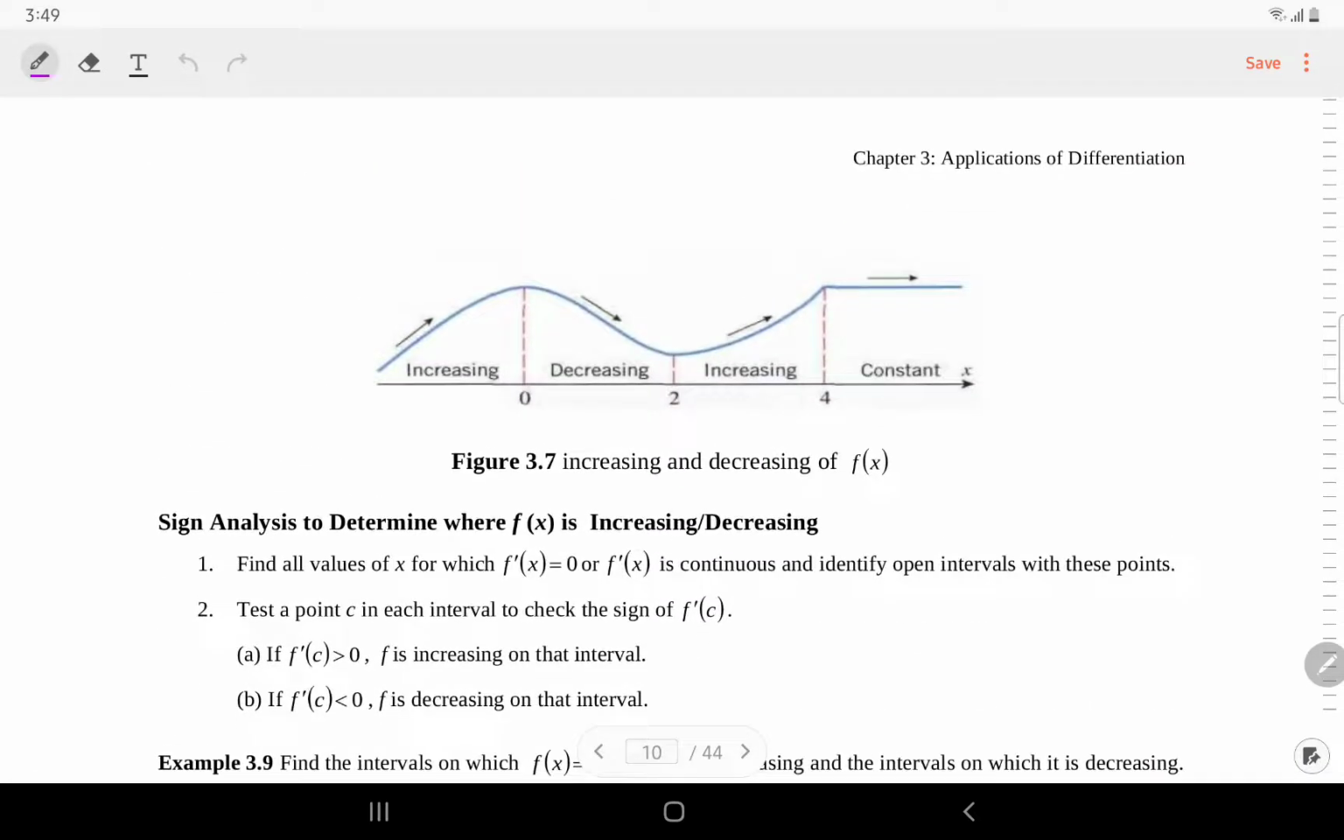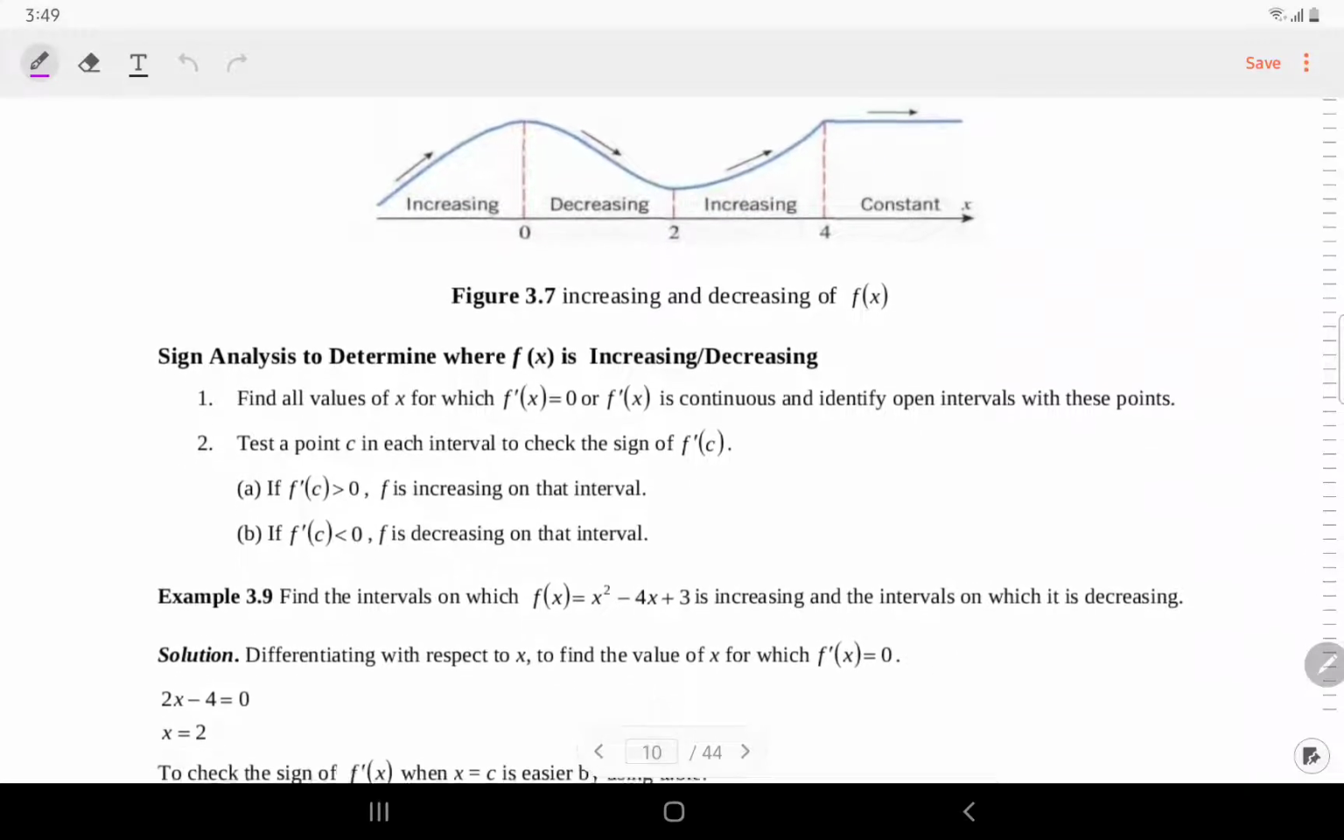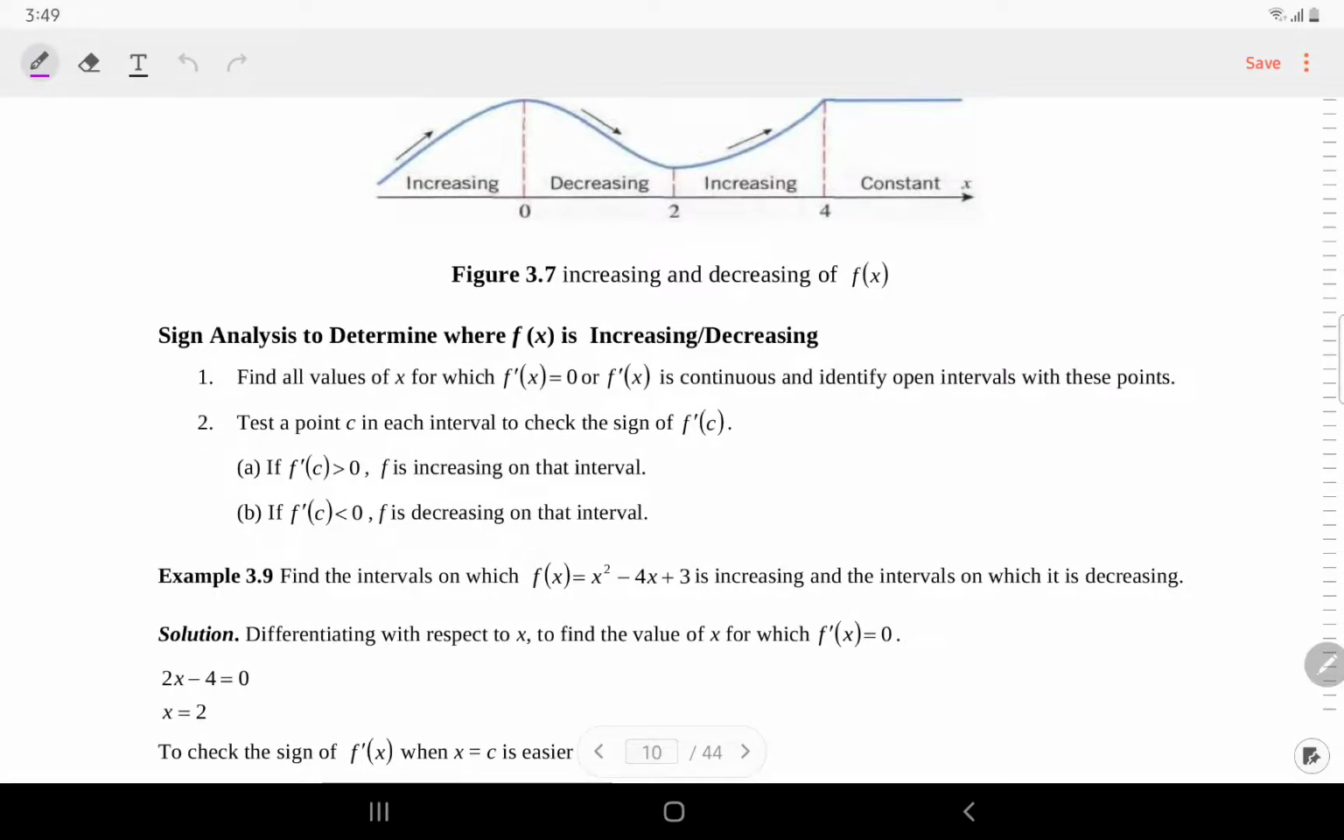So like this. If the graph is increasing, it goes up like this. If the graph is decreasing, it goes down. And this is increasing. If constant, like this. So these are the steps to determine whether the function is increasing or decreasing.